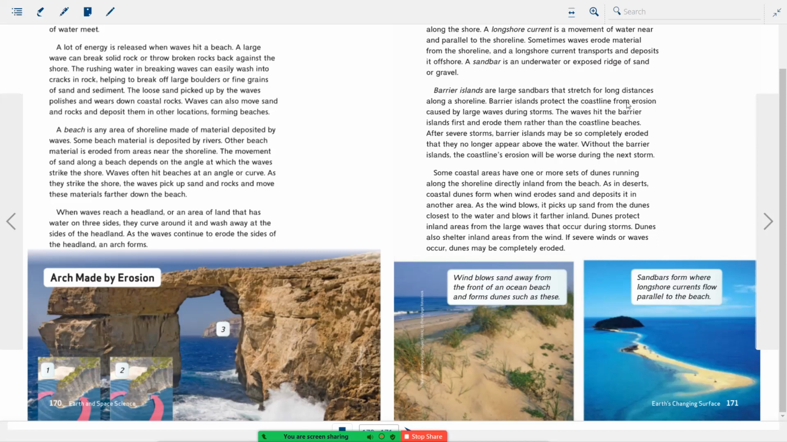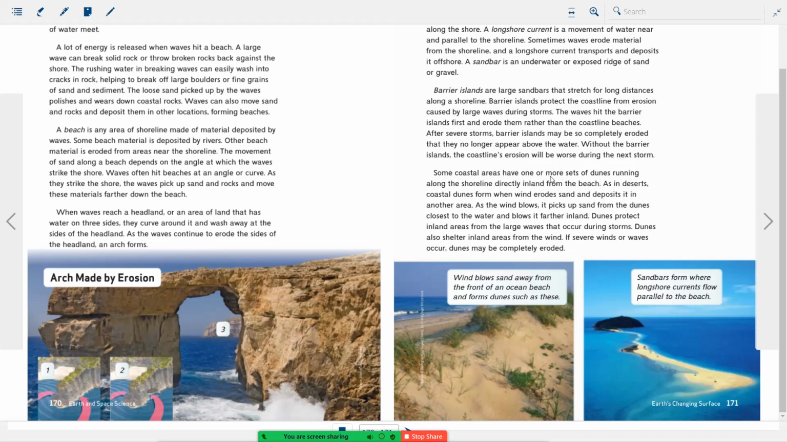Barrier islands are large sandbars that stretch for long distances along a shoreline. Barrier islands protect the coastline from erosion caused by large waves during storms. The waves hit the barrier islands first and erode them rather than the coastline beaches. After several storms, barrier islands may be so completely eroded that they no longer appear above the water. Without the barrier islands, the coastline erosion would be worse during the next storm.